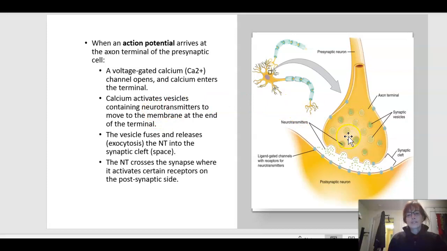So calcium is really important. Very low concentration in neurons, actually fairly low concentration out, but it is a huge activator once it comes into a neuron or into a cell.